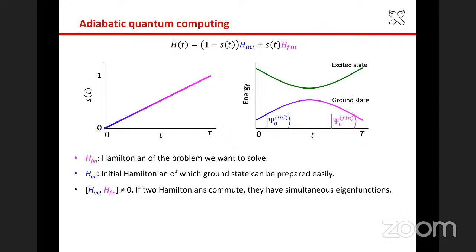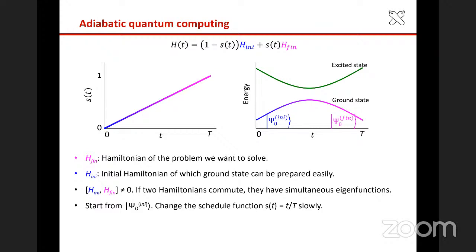Otherwise, if two Hamiltonians commute with each other, it means that they have simultaneous eigenfunctions. So even if we use this kind of time-dependent Hamiltonian, the wave function doesn't change. So they should be uncommon to each other. And the eigenfunction, especially the wave function of this H init, should be prepared very easily.